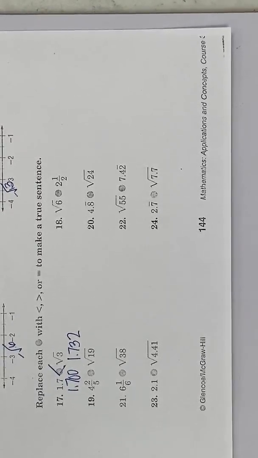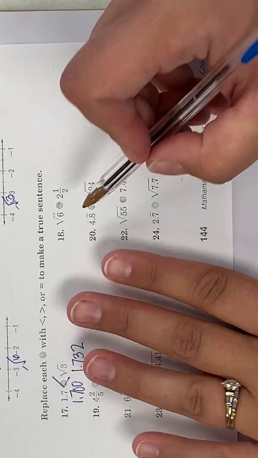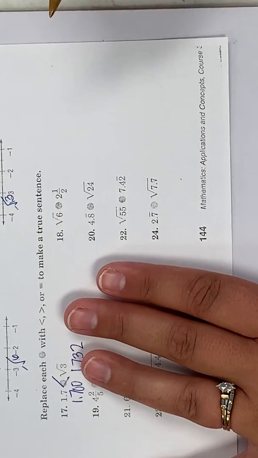See how that works? So look at 18. I have square root of 6. What is that as a decimal?